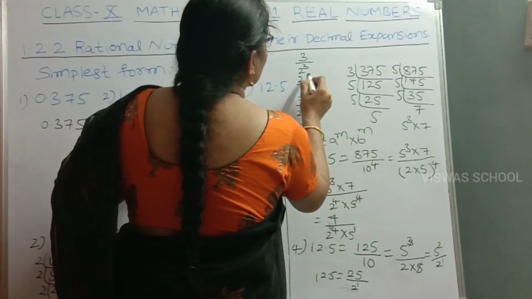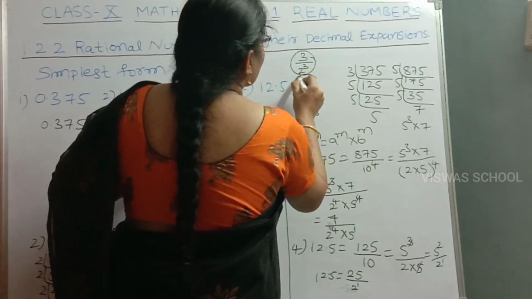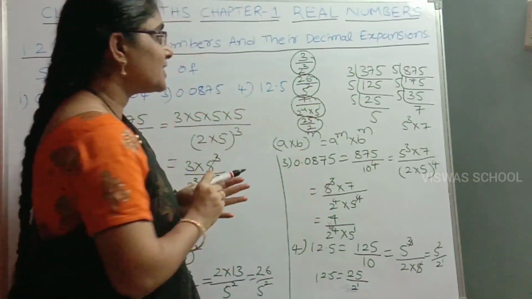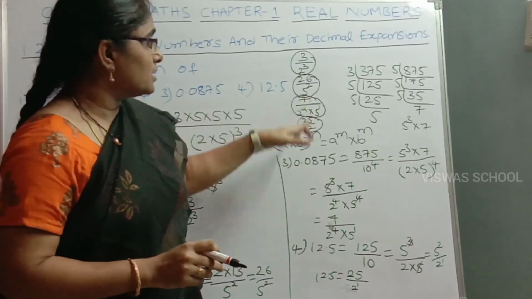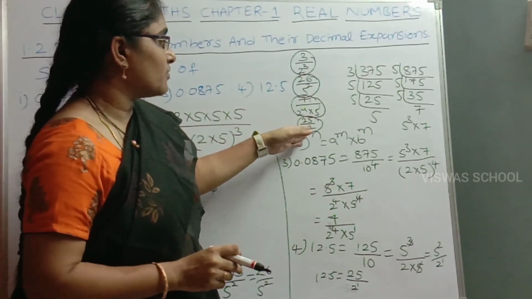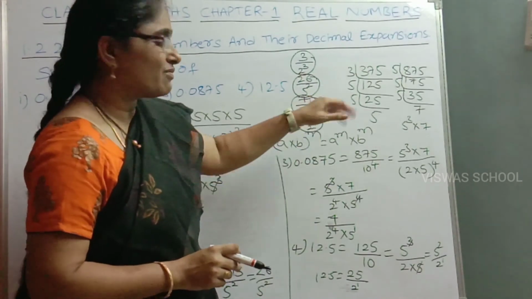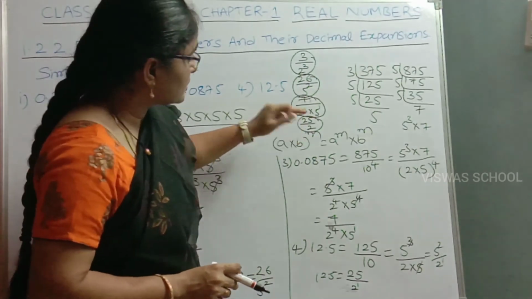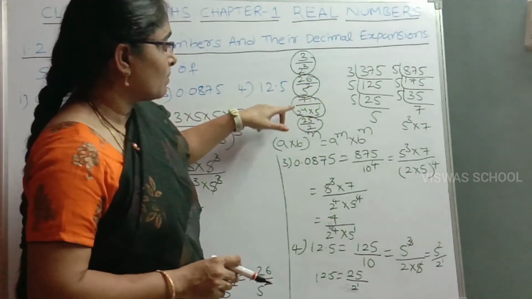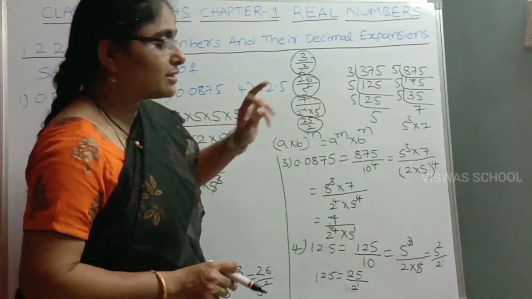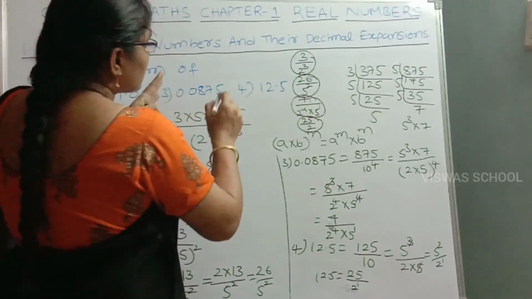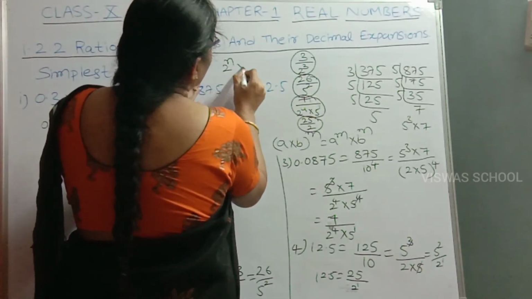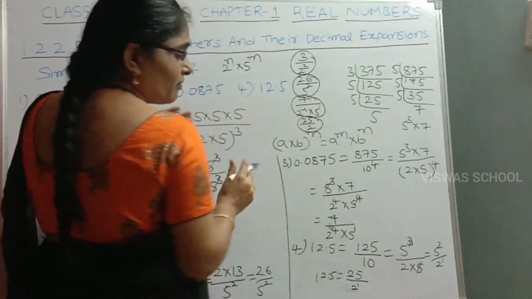Once you observe all the denominator parts here, it is always in the form of what? 2 power something and 5 power something. That is 2 power 3, here 2 power 4, here only 2, and here only 5s. Here we have both 2 powers and 5 powers. So the denominator is in the form of 2 power n into 5 to the power of m.